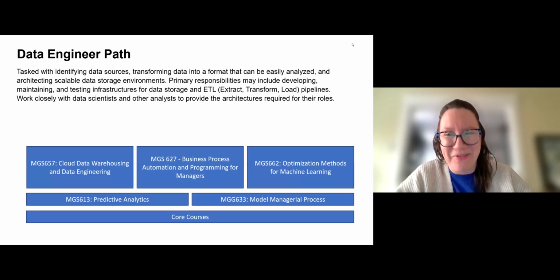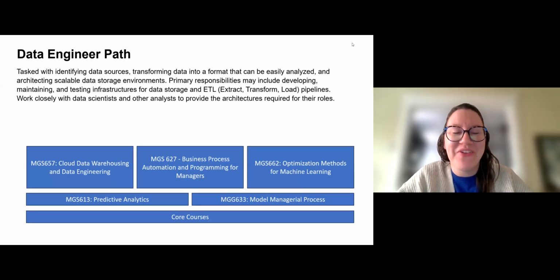So again, you would take our core courses. We would recommend for the flex core the predictive analytics and model managerial process. And then for our electives, we have cloud data warehousing and data engineering, business process automation and programming for managers, optimization methods for machine learning.